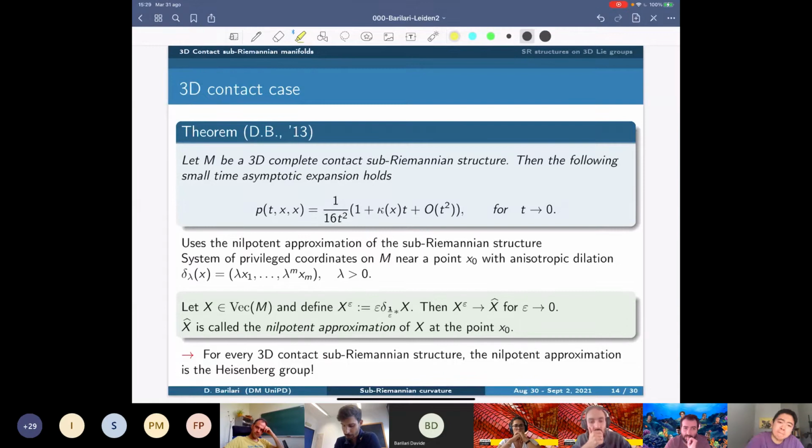So for the heat kernel on a three-dimensional complete contact Sub-Riemannian structure, we have the following small time asymptotics here. In this case, again, you have a first order term here, which is given by the Heisenberg group case, let's say, and then we have a correction term, which in this case is of order t, and the coefficient again is kappa. Okay, so here no chi invariant appears, not here and nor in the expansion of the volume of small balls.